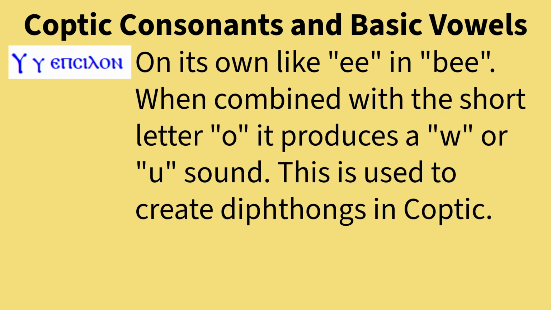We then have the Coptic letter epsilon. On its own, it is like the E in Eve. However, when it's combined with the short letter O, it produces a W or a U sound. This is used to create diphthongs in Coptic. And it also is expressed specifically in the digraph OU, which I'll explain later in this video also.